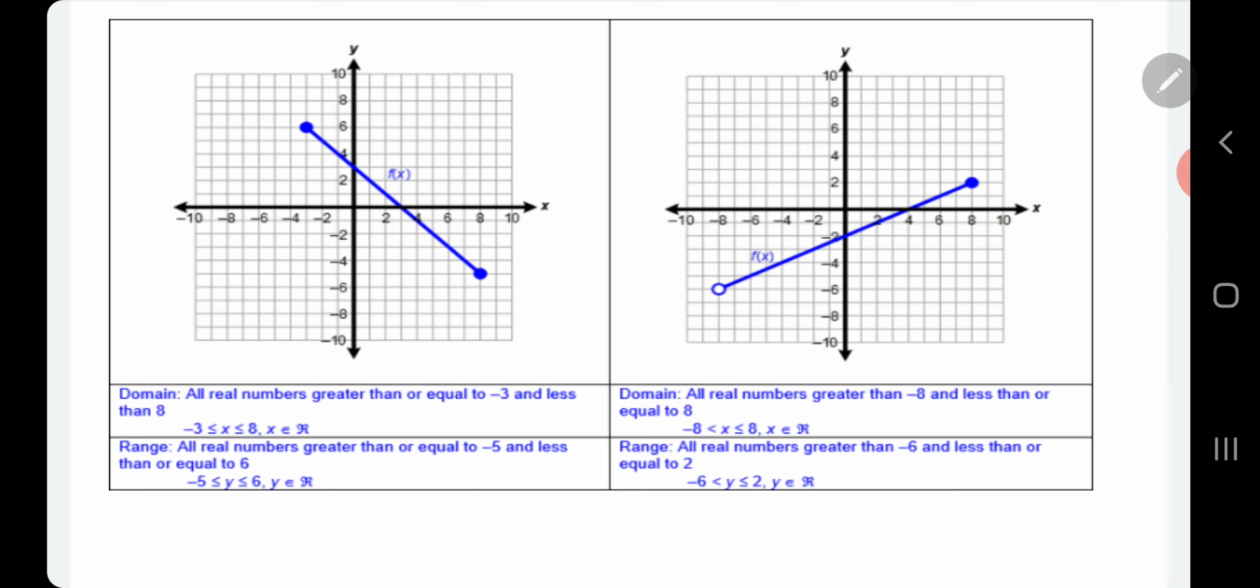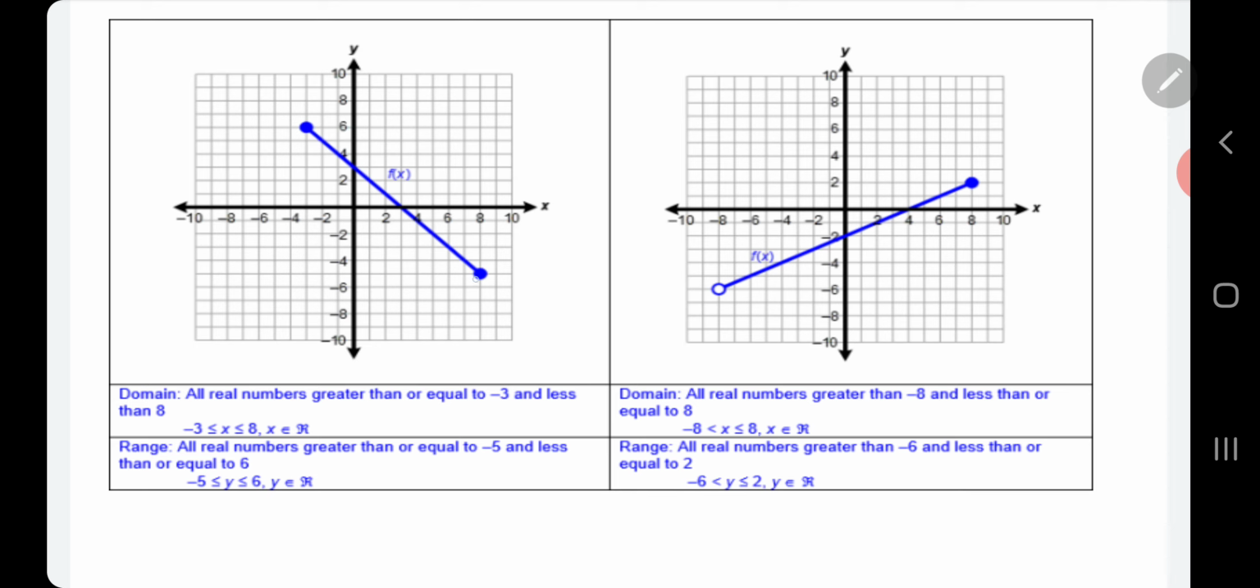All right, range. We're looking at the range, we're looking up and down. So I like to look at my furthest down I go and then furthest up I go. So furthest down I go is over on this point to the very right, and the furthest down that we go is -5. Furthest up we go is at this point over here on the very left hand side, and it goes all the way up to 6.